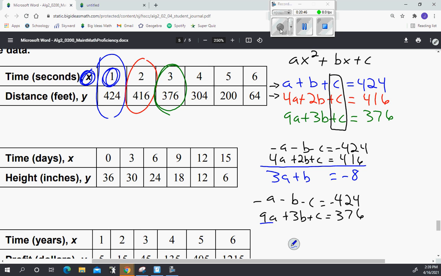Let's solve. I get 8a plus 2b equals, c's cancel out, right? Equals negative, I think that's 48. Negative 48. Yep.